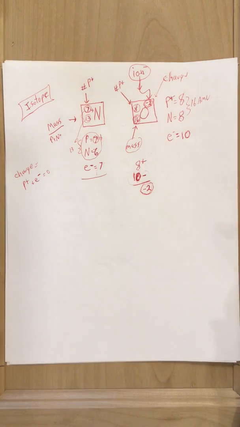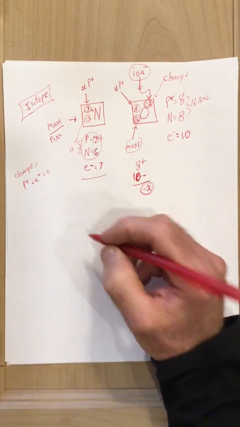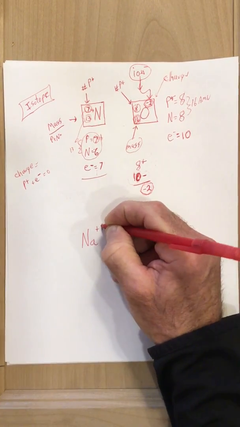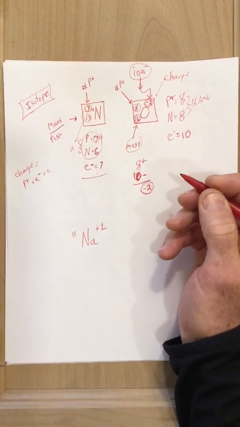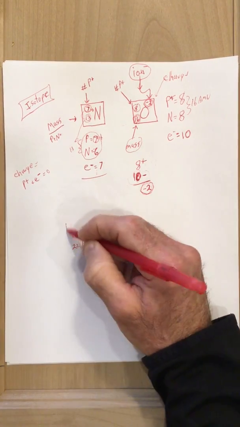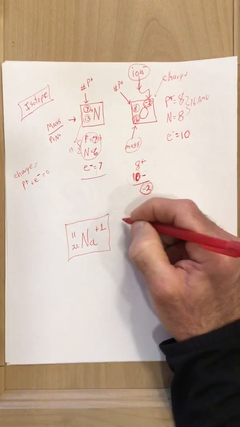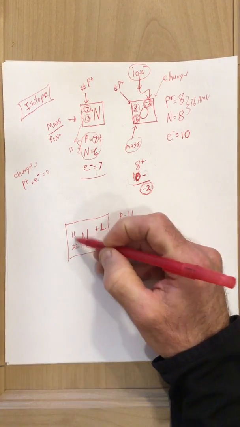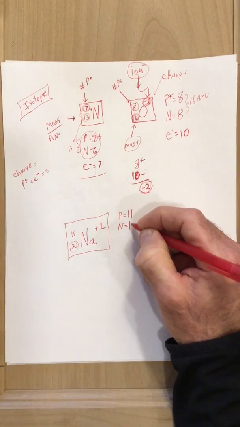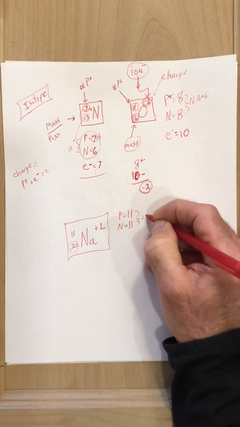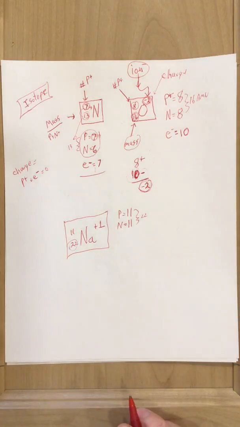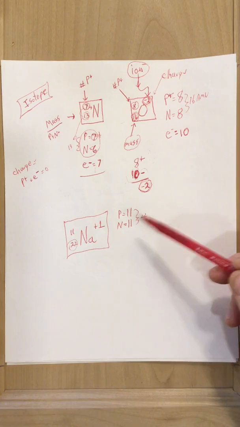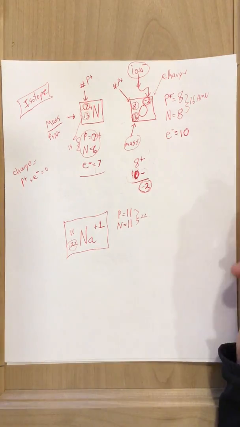Let's do another one real quick. Let's say we have sodium. Sodium, I said before, is 11. Sodium usually weighs 22. Okay, so there's my little square. Proton number, 11. Neutron number, well, 22 minus 11 gives me 11. So out of a 22 atomic unit mass, there's going to be 11 of those neutrons. 11 and 11 is 22, right? So it must be 11 neutrons.